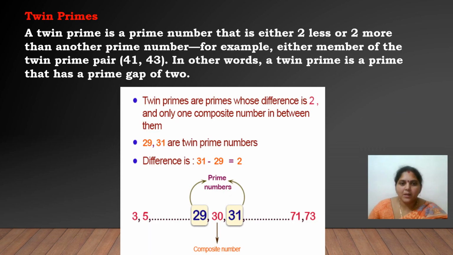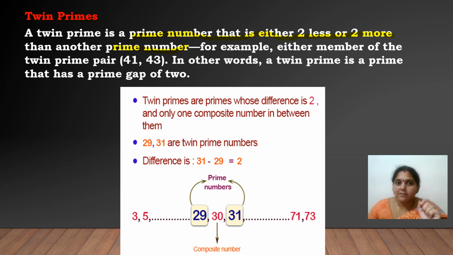Now we will see about our twin primes. What are twin primes? A twin prime is a prime number that is either 2 less or 2 more than another prime number. For example, here I have taken either member of the twin prime pair, two twin primes taken together. What is a twin prime actually? The difference between two prime numbers should be 2. Such types of numbers are known as twin primes, right?